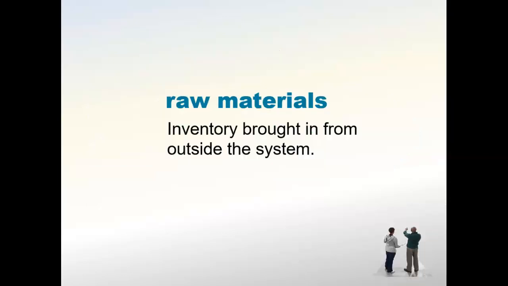Raw materials are generally purchased from suppliers and may literally be raw ingredients such as wood, steel, or flour, but not necessarily so. An operation's raw materials can be the intricate finished goods of some other operation, such as a circuit board being purchased by a tablet manufacturer. So remember, raw materials refers to inventory brought in from outside the system.